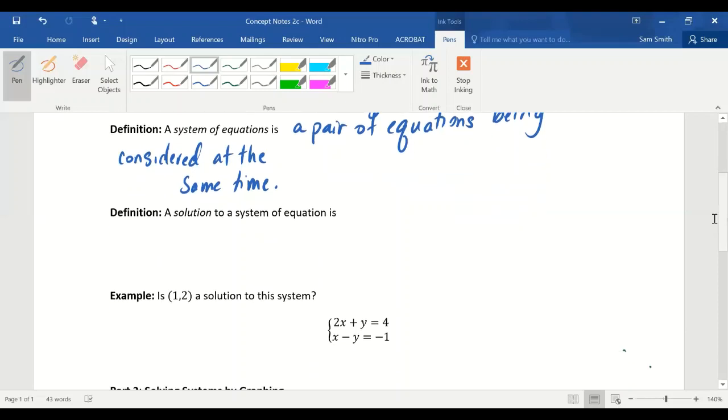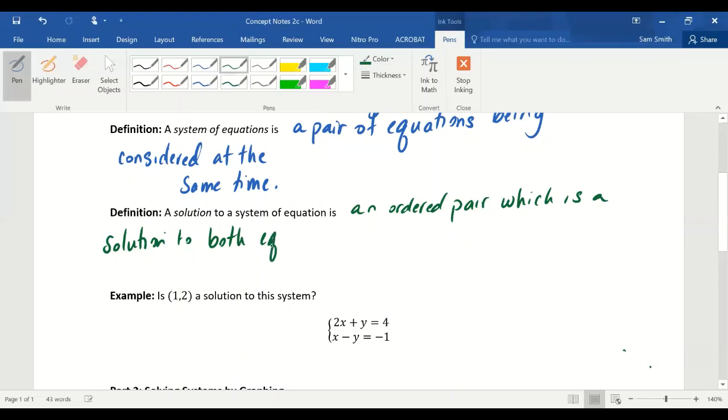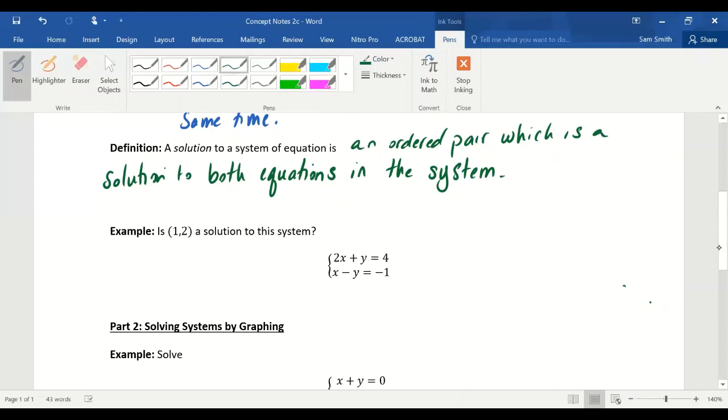Now, a solution to a system of equations is an avenue by which you can get everything that you want. A solution to a system of equations is an ordered pair which is a solution to both equations in your system. A way to get everything you want. Everyone is happy. So let's take, for example, this system and this ordered pair.